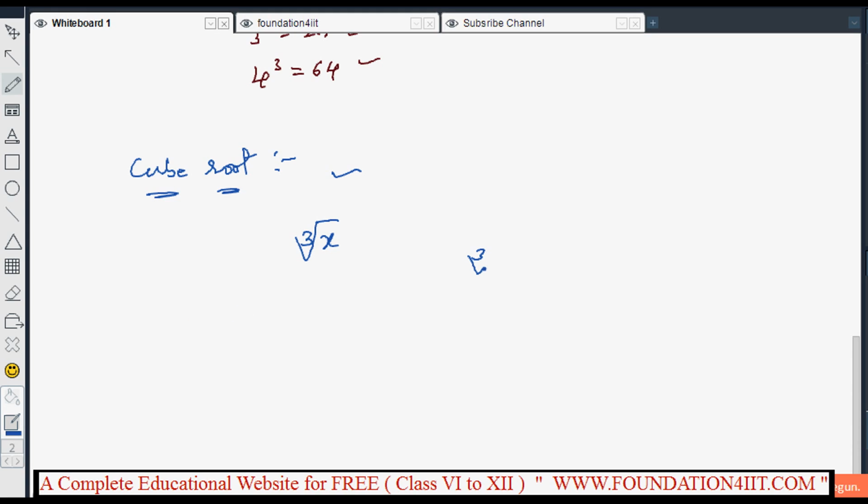Similarly, cube root of 125, cube root of 8. That means that number should be multiplied 3 times and gives us x as the product. For example, 5 into 5 into 5. Okay, this is 125.